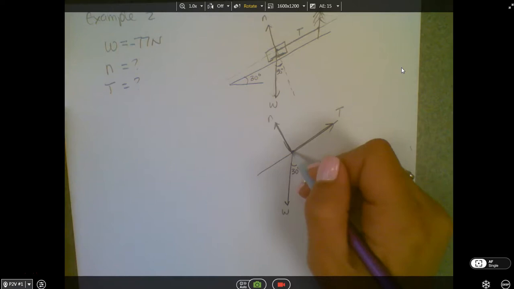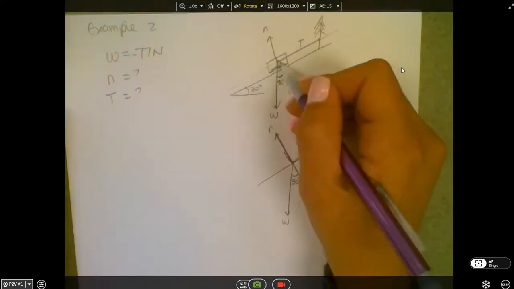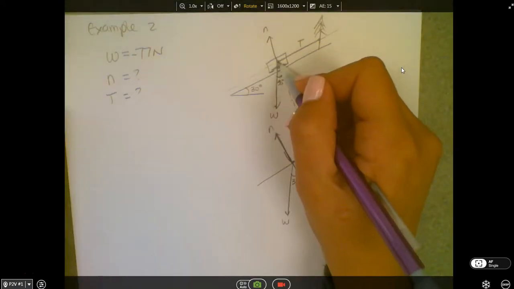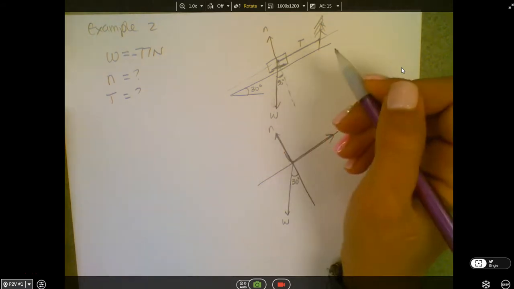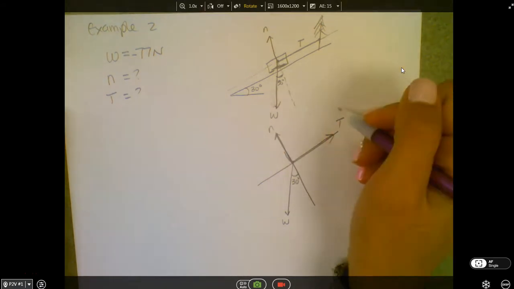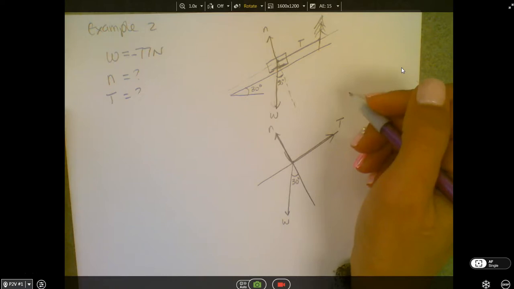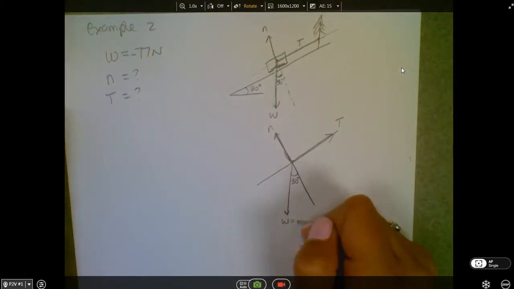So this thing is in equilibrium, right? And so that means that it's not accelerating, so the net force must be equal to 0. So I'm going to work in x and y again. So the way I'm going to choose is just random. I know my weight is negative 77.